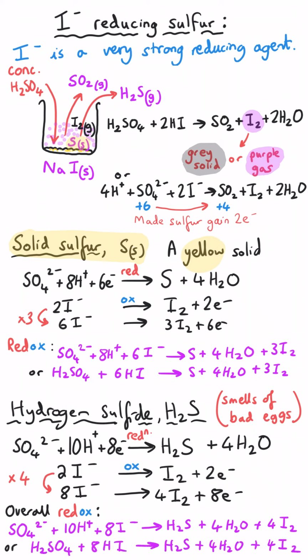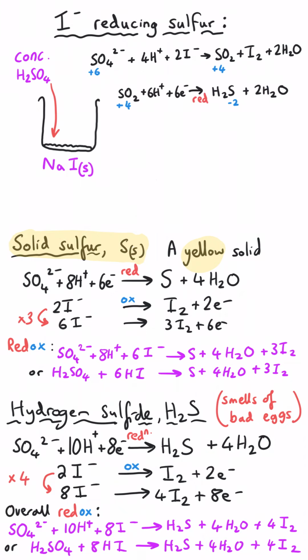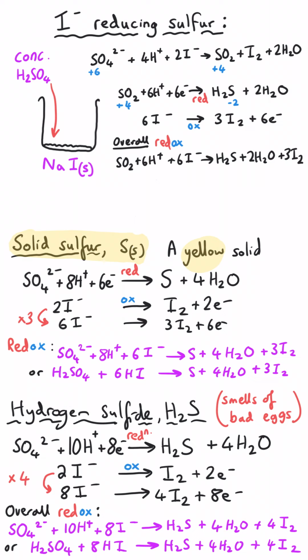Now, this reduction can actually take place sequentially, so that means that we might not necessarily reduce the sulfur all the way in one go from +6 to -2. We might first reduce that sulfur from +6 to +4 in the SO2 molecule, and then that SO2 molecule might be reduced further to make hydrogen sulfide, for instance, along with the solid iodine.